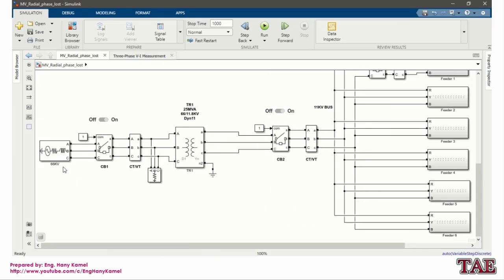Now I have a 66 kV bus, then a circuit breaker for the HV side of our transformer, then current and voltage measurement, CT and VT, then our transformer TR1, 25 MVA, 66 over 11.8 kV, DYN 11, and the neutral point is solid ground. Then a circuit breaker for the 11 kV side, and then CT and VT for current and voltage measurement.